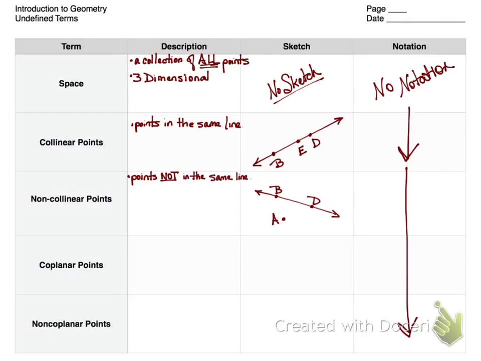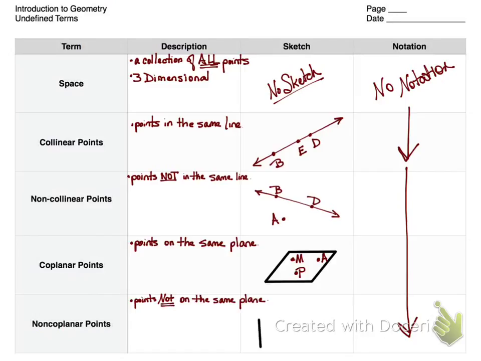Coplanar. Co, couple, get together. Planar, plane. So maybe this means points on the same plane. You guessed it. Good job. All right, so here we have a plane. We have points M, A, and P. These are all 3 on the same plane. Therefore, they're coplanar. Moving on.